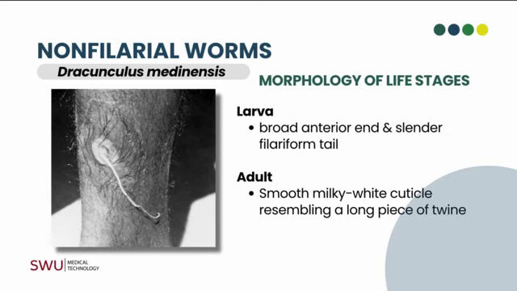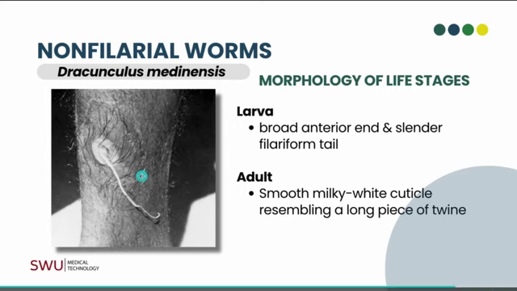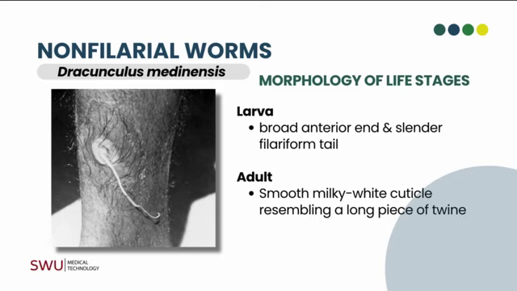So, that is the movement of the larva, described as coiling and uncoiling. For its adult worm, it has a smooth, milky white cuticle. This is the adult female of the parasite, resembling a long piece of twine. This adult female can be present for about a year in the body of the host. The male is rarely seen, and it resides usually in the subcutaneous tissue of the legs, arms, and the back of the body of the host.